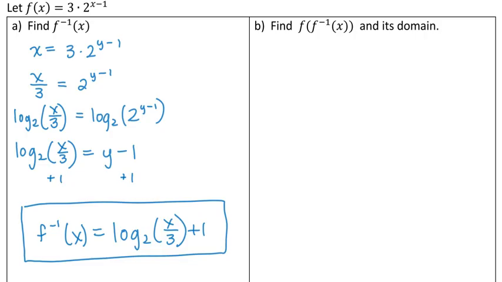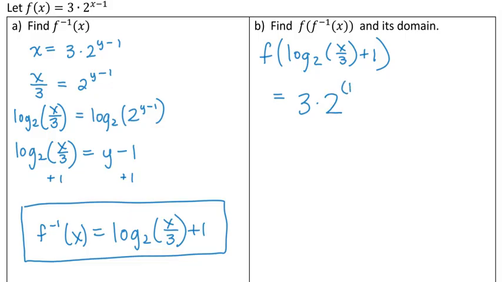Next, we will compose f of f inverse. So we want to plug our log base 2 of x over 3 plus 1 into our original function. And our original function will give us back 3 times 2 to the input that we just wrote down, and then that's minus 1 in the exponent. And then we're just hoping to see some things cancel out. We supposedly built a function that undoes everything the original function was doing.